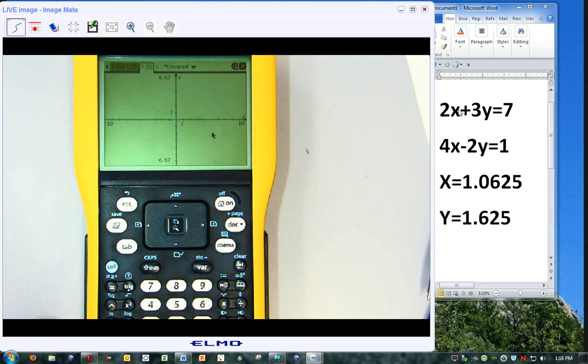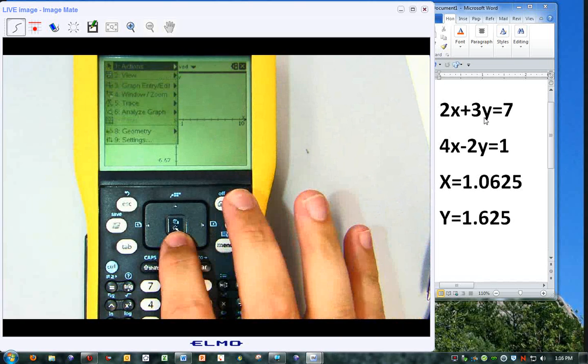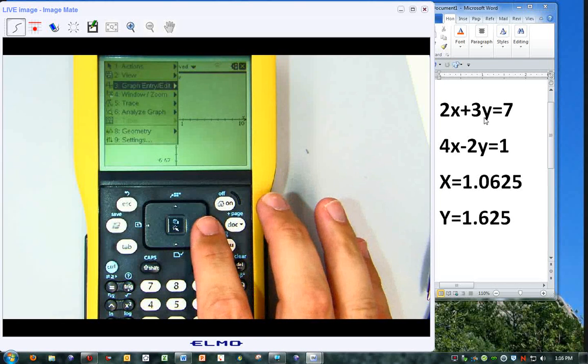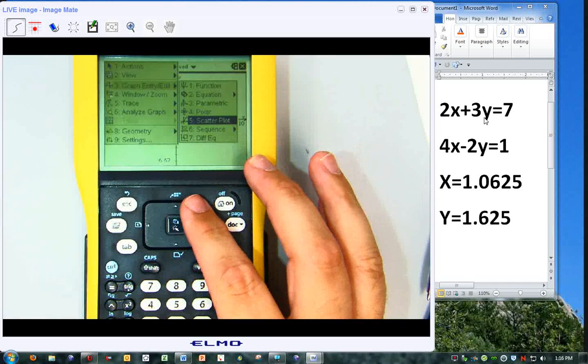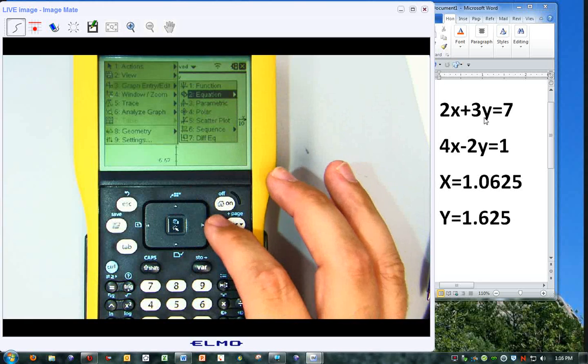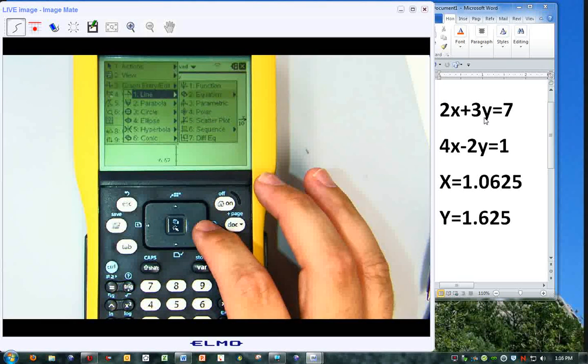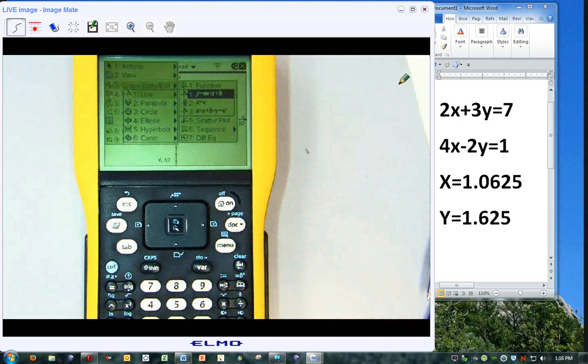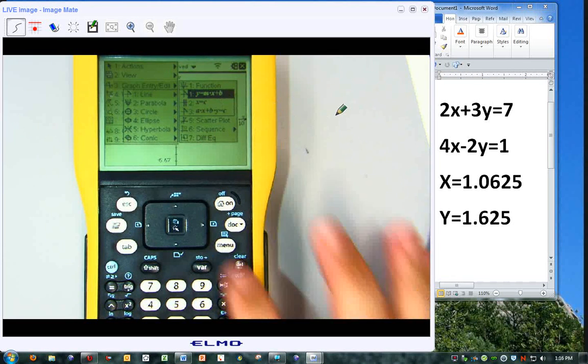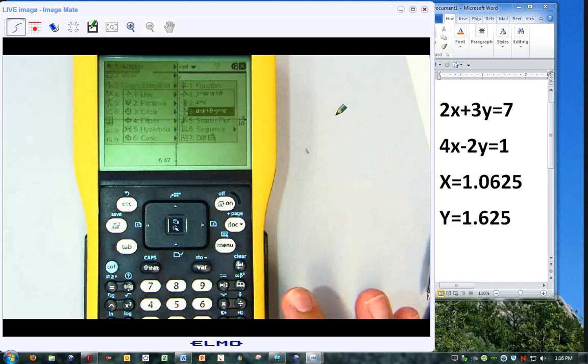Before, with the operating system we had before, we had to solve for y, and we needed y equals something. Well, you don't really have to do that. If you hit menu, and then you go down to graph entry edit, you have all of these different graphs that you can put into the function. Go up to equation, and we want to put in a line since these are both lines. We have y equals mx plus b, we have x equals c, which will give us a vertical line, or we have ax plus by equals c, and that'll allow us to put in a line in standard form.